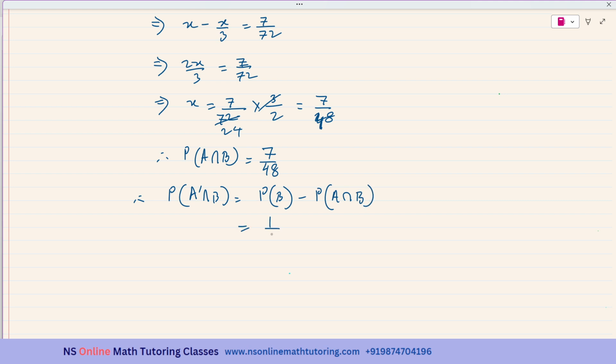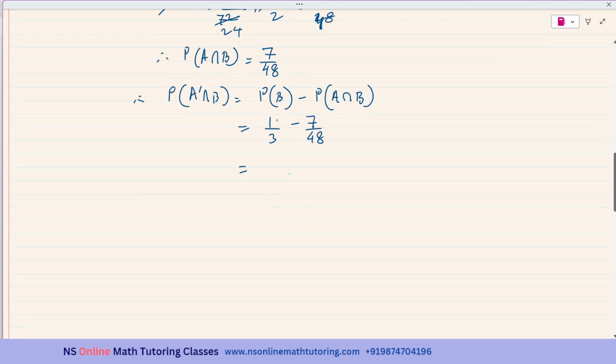And P of B was equal to 1 over 3 and P of A intersection B is 7 over 48. Again, the common denominator will be 48. So I have to multiply both the numerator and the denominator by 16. So it is 16 over 48 minus 7 over 48. Therefore, P of A prime intersection B will be equal to 16 minus 7 is 9, 9 over 48. So this is 3 and this is 16. So this is equal to 3 over 16.